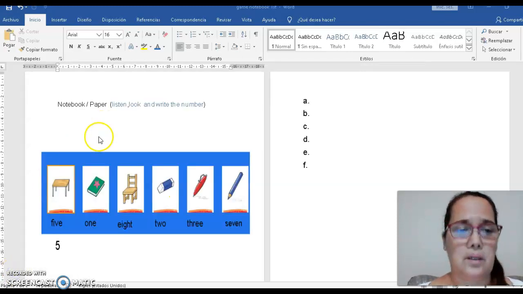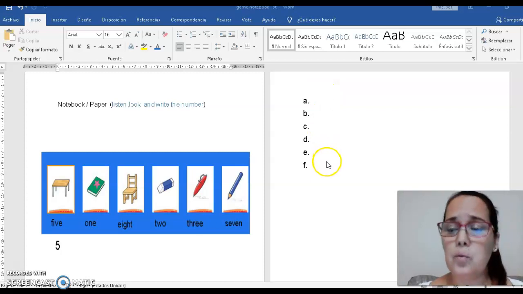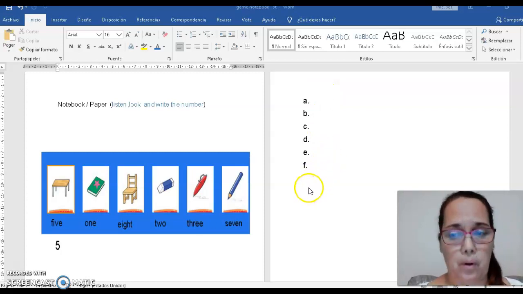Okay, listen to the instructions. You are going to listen to Miss Paola, look and write the number. Okay? Listen, look and write the number. Here you write the number. But first we are going to begin with an example. Pay attention and listen to the example.